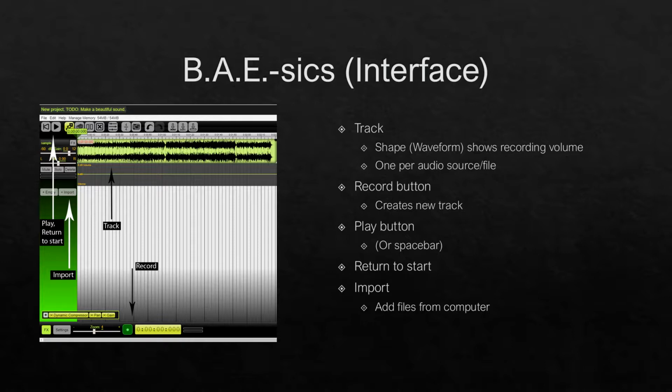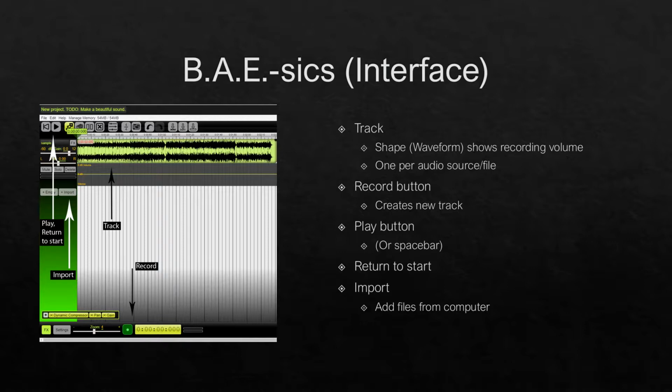In the bottom center of the screen, you can see the record button. When you press this button, BAE will begin recording a new track of audio. In the top left of the screen, you can see the play button, which will begin playing your audio, as well as the return to start button, which returns you to the beginning of your recording. Note that you can also use the spacebar to play or pause a track.